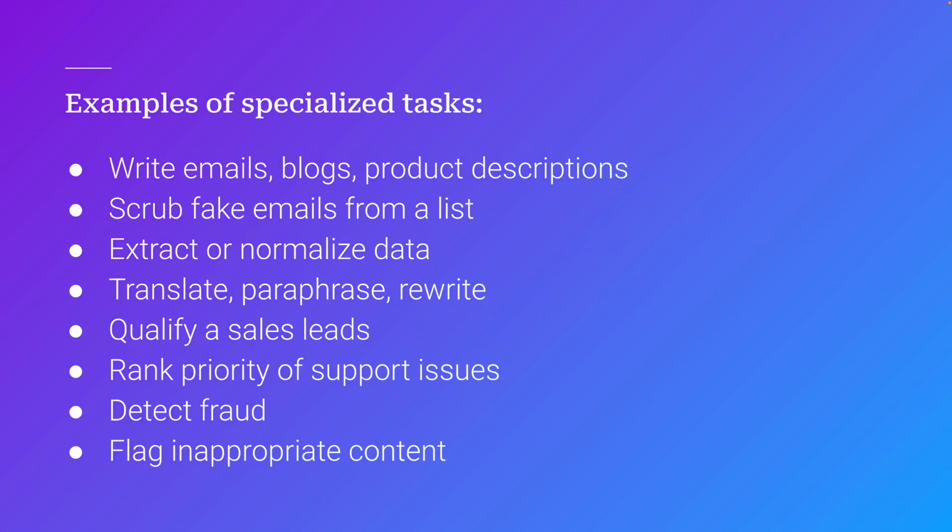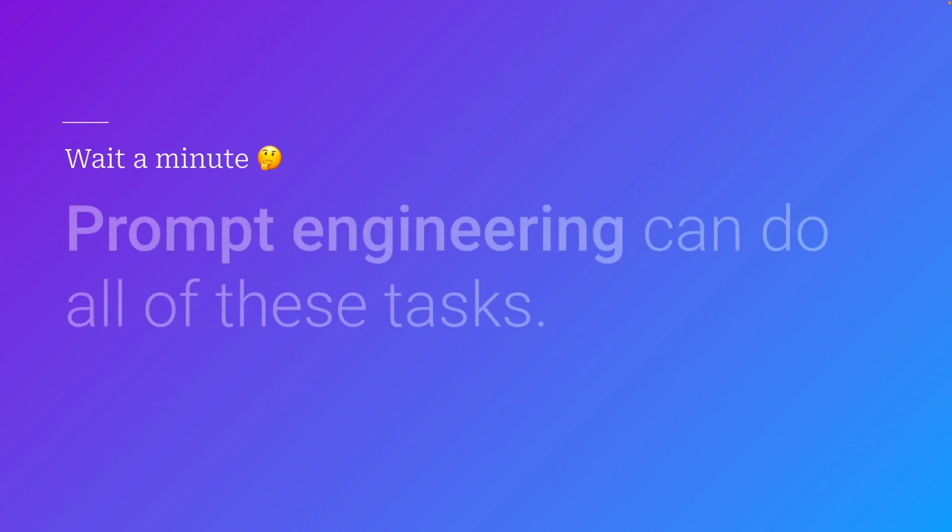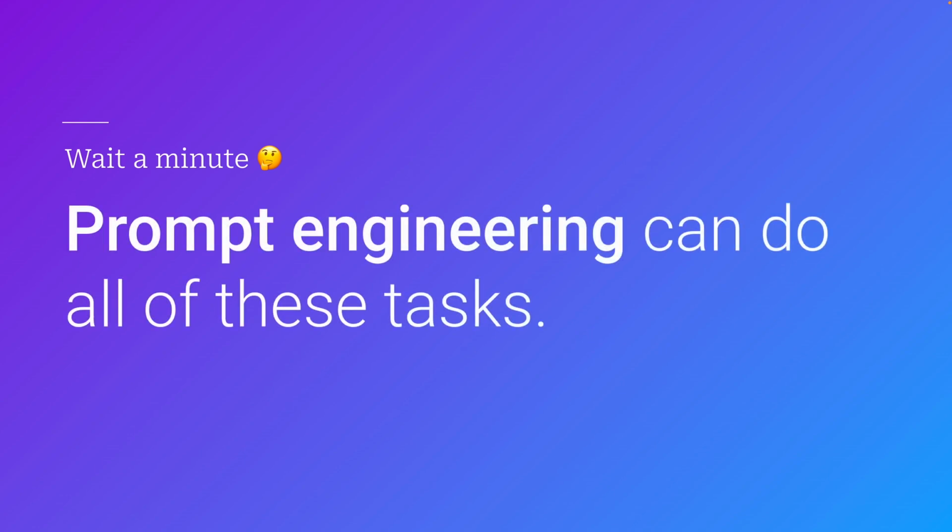And examples of these tasks can include writing any kind of content, emails, blogs, product descriptions, scrubbing fake emails from a list, extracting or normalizing data, translating, paraphrasing, rewriting, qualifying sales leads, ranking priority of support issues, detecting fraud, flagging inappropriate content. Very common tasks in businesses. And traditional programming is really bad at them, but large language models are great at them, especially when they've been fine-tuned.